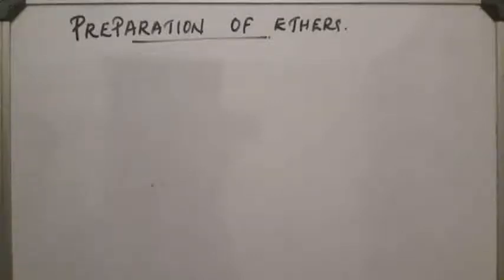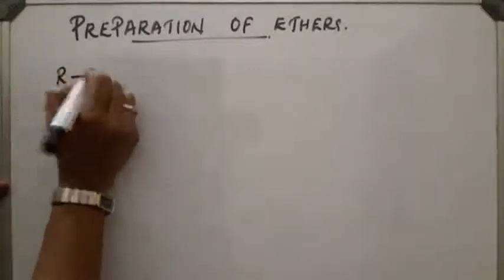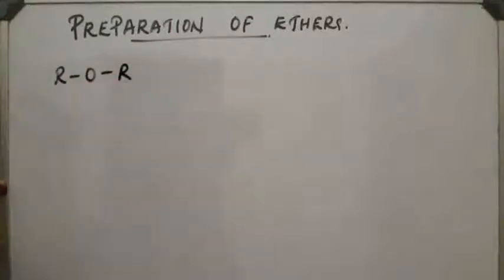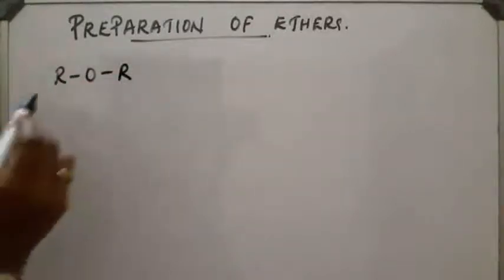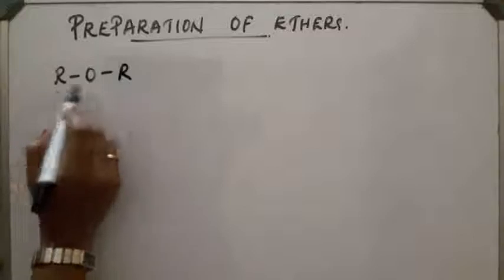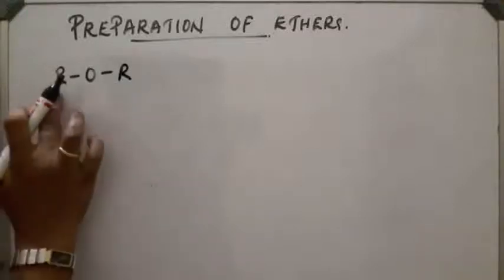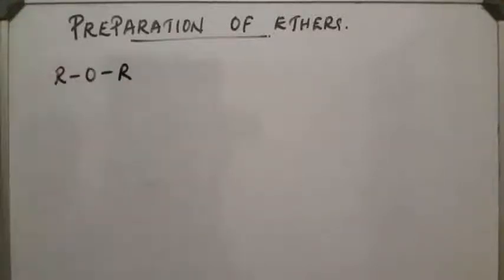Preparation of ethers. Ethers are compounds in which oxygen is bonded to two alkyl groups or two aryl groups. This may be alkyl groups, or aryl groups, or one alkyl and one aryl group. Such compounds are called ethers.